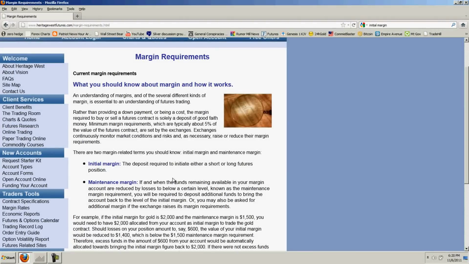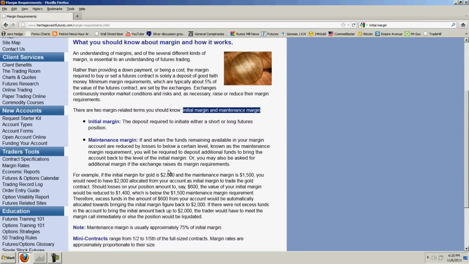There are two margin-related terms you should know: initial margin and maintenance margin. Initial margin, the deposit required to initiate either a short or long futures position. Maintenance margin, if and when the funds remaining available in your margin account are reduced by losses to below a certain level, known as the maintenance margin requirement, you will be required to deposit additional funds to bring the account back to the level of the initial margin, or you may also be asked for additional margin if the exchange raises the margin requirement. So that's the issue.